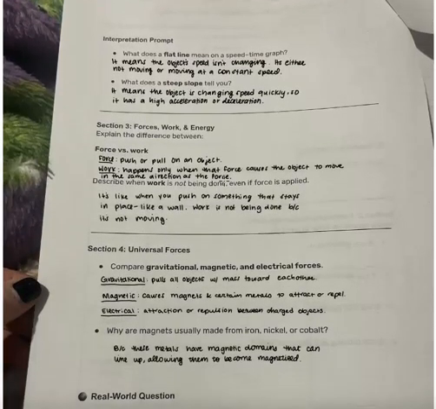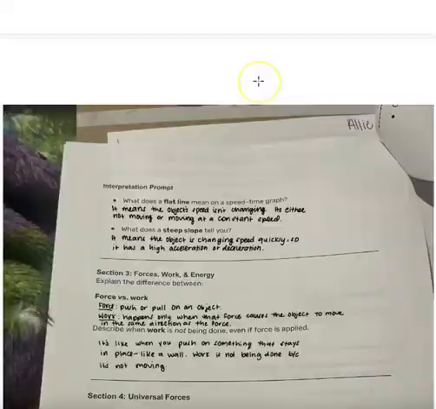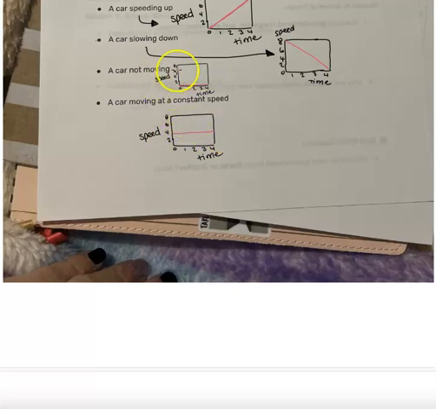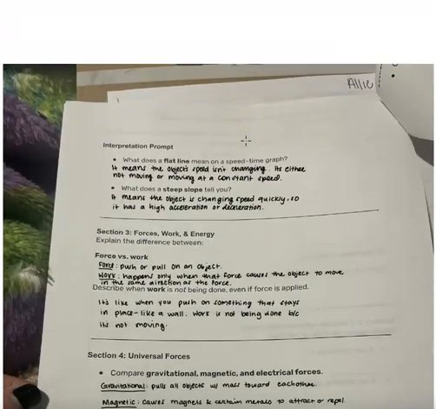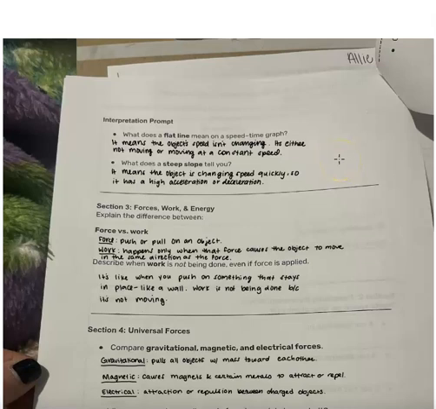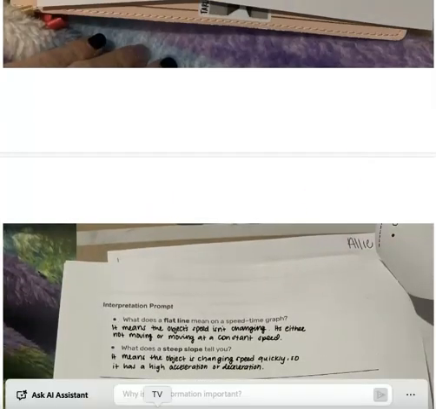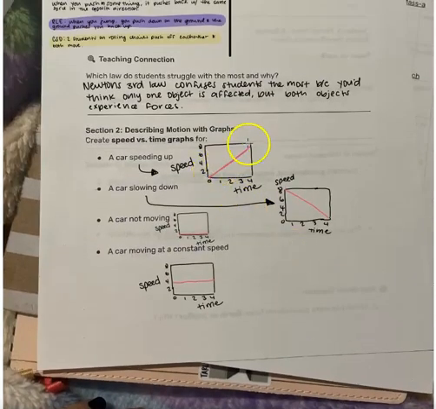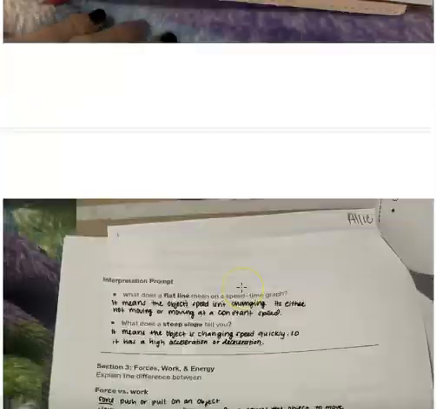What does a flat line mean on a speed time graph? It means the speed isn't changing. It's either not moving or it's at a constant speed. It's like these flat ones right here. And a steep slope tells you that the object is changing speed quickly, so acceleration or deceleration.